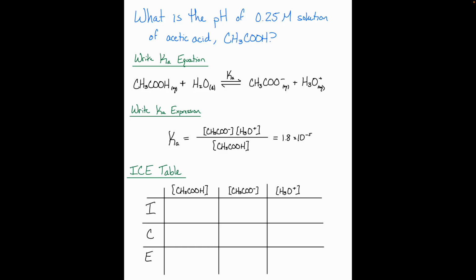All right, so I got my ICE table here. What is my initial concentration of my acetic acid? 0.25 molar, that's what my problem told me. All right, and how much product do I have at the beginning here? None. I don't start out with any product here.